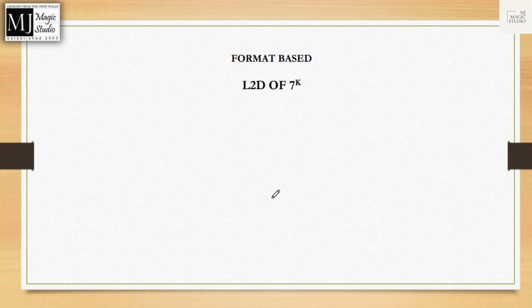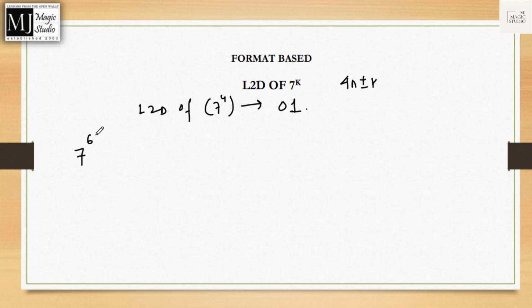Next we have 7 to the power k. Again, here also we'll maintain the format of 4n plus minus r. Why? Because last two digits of 7 to the power 4 are 01. We have seen this in the cyclicity of 7 earlier. For example, looking for last two digits of 7 to the power 64, it is simply 7 to the power 4 raised to the power 16. That means 7 to the power 4, last two digits are 01.